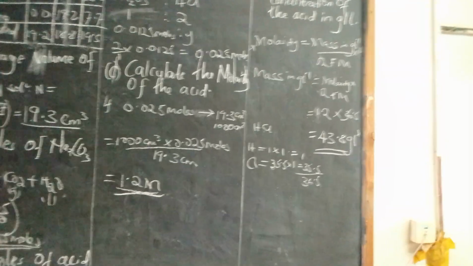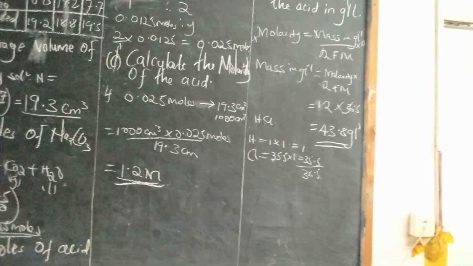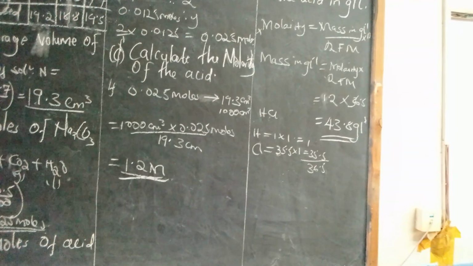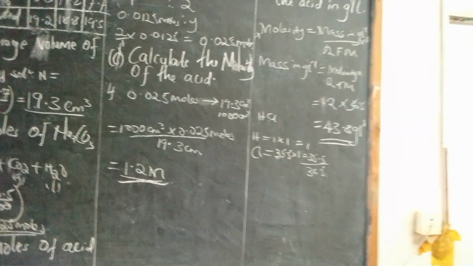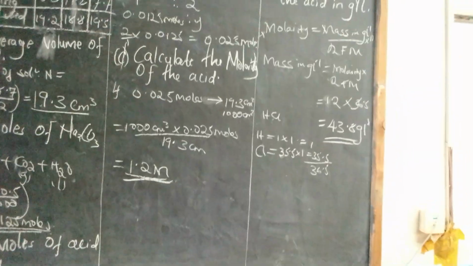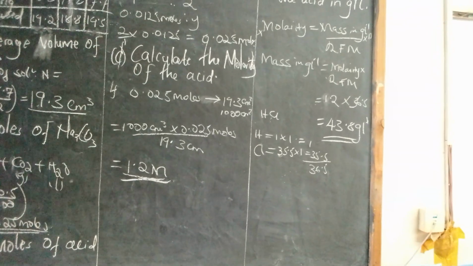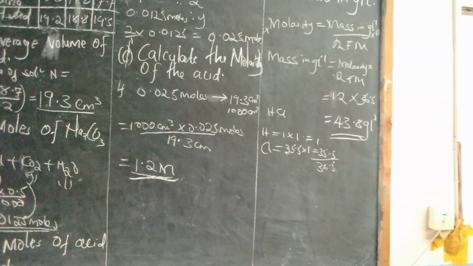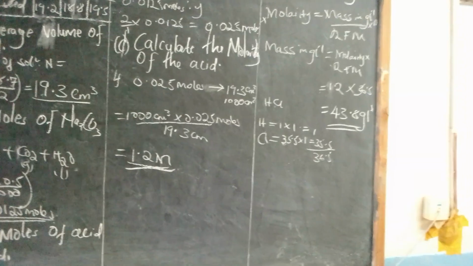Then we went further and also calculated the molarity of the acid. We found that 0.025 moles were present in 19.3 cubic centimeters, the average volume of the acid that was used in the burette. So what about in 1,000? We cross multiplied 0.025 moles times 1,000, then over 19.3. So we found it to be 1.2 molar.